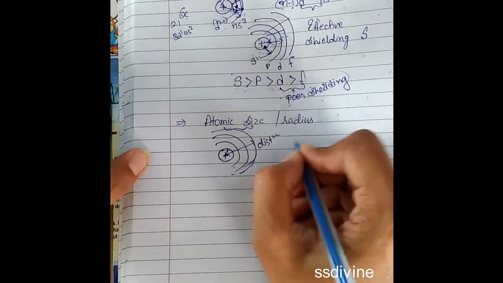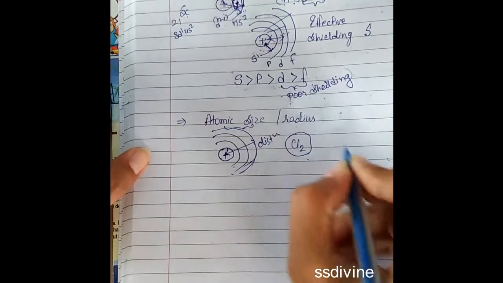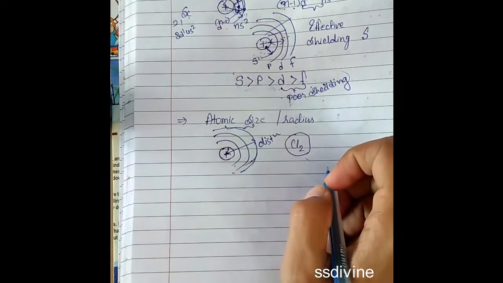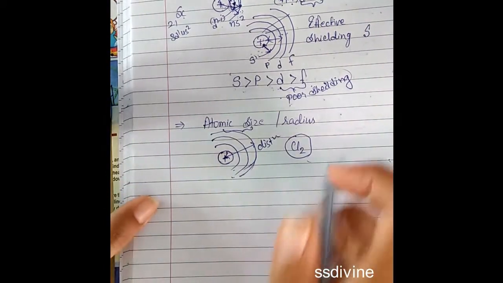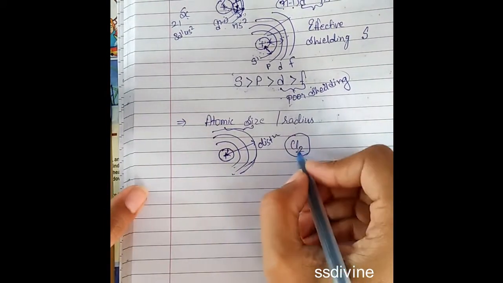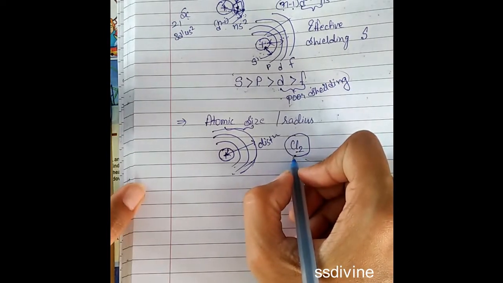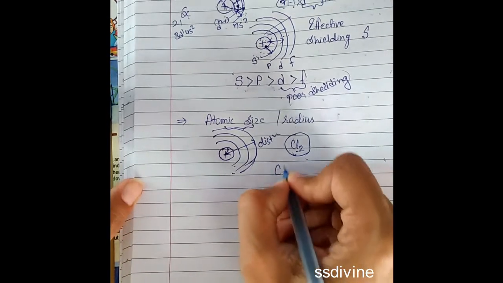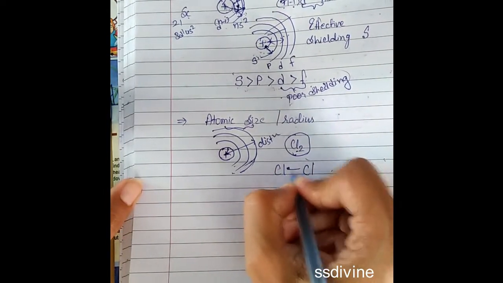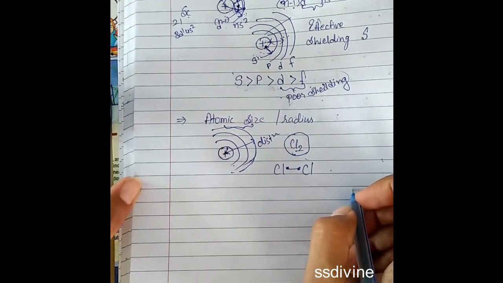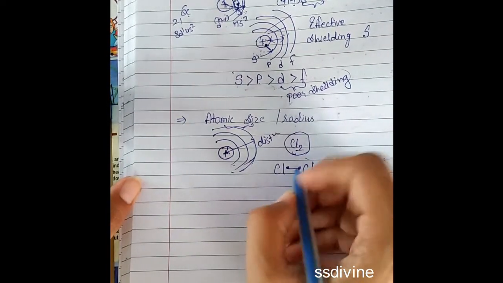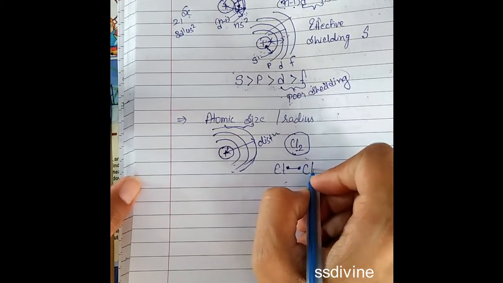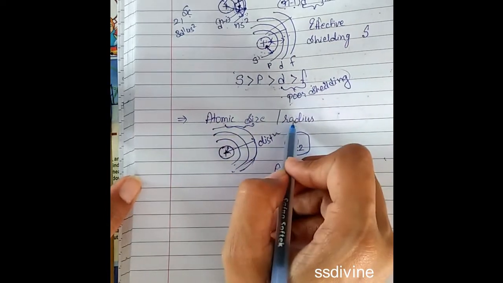For an example, when we talk about chlorine, so chlorine is diatomic, right? So it is found in combined state. Clear? So when we want to calculate the atomic size of chlorine, we just have to take this diatomic form of chlorine, right? Now we know that chlorine is existing in covalent bond, that is chlorine and chlorine, because sharing of electron takes place over here. So the distance between one chlorine atom and another chlorine atom will give us the atomic size, right?